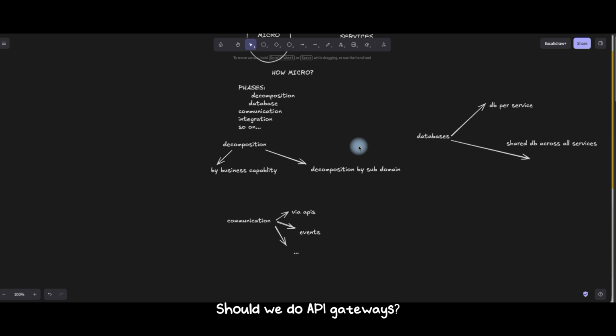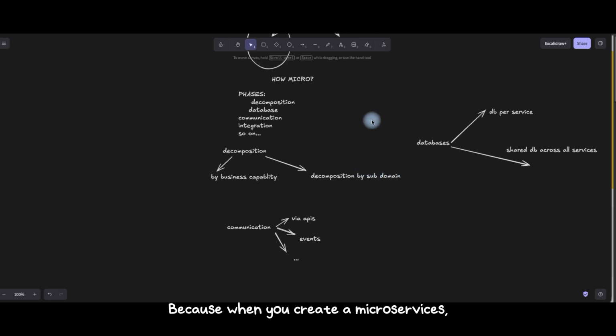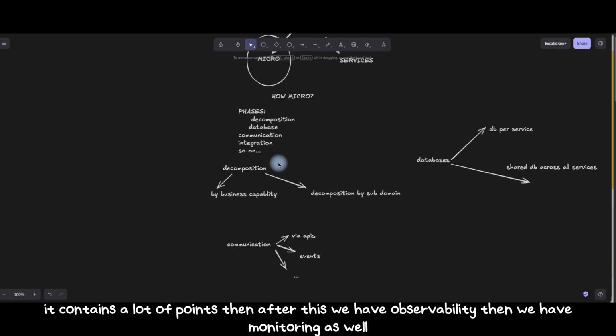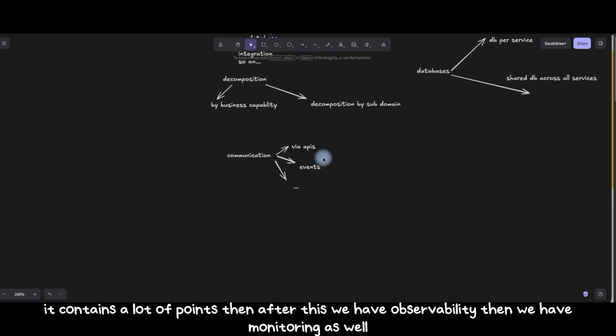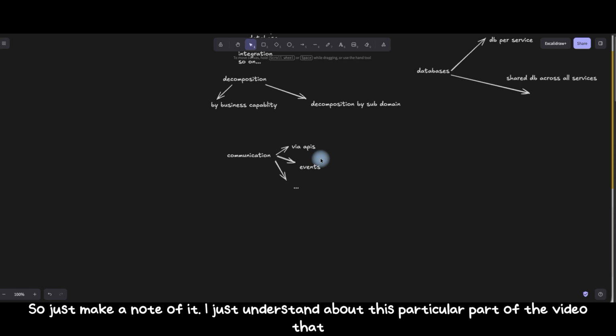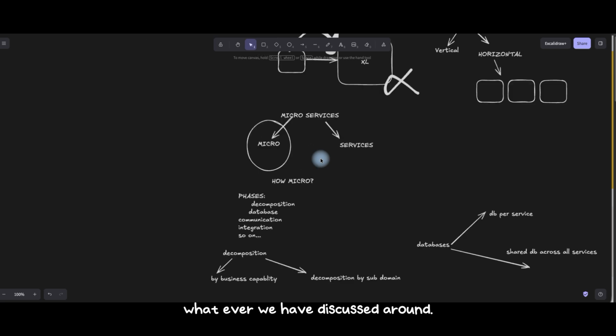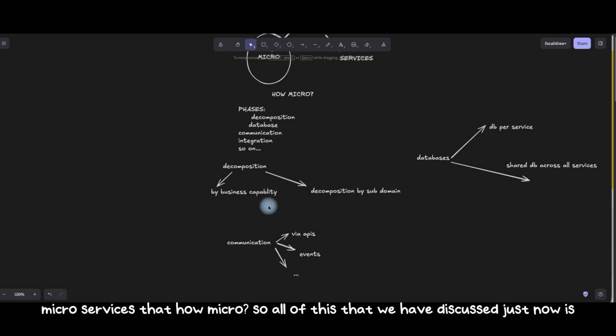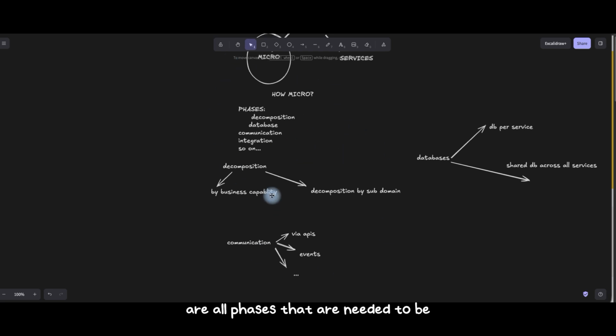Should we do API gateways? What things should we integrate? Because when you create microservices, you have to do integration as well, right? So it contains a lot of points. Then after this, we have observability, then we have monitoring as well. Lots of points come up. So just make a note of it. Understand this particular part: whatever we have discussed around microservices and how micro, all of this are phases that need to be gone through in order to create a microservice.